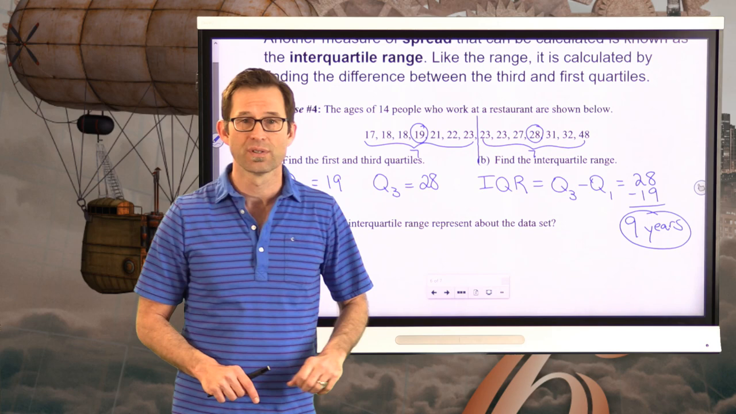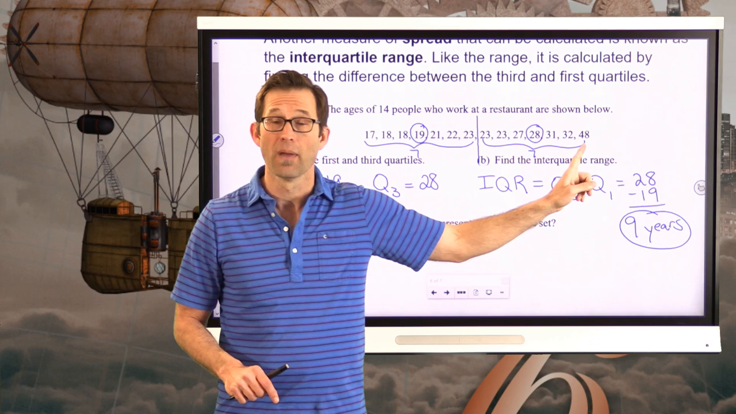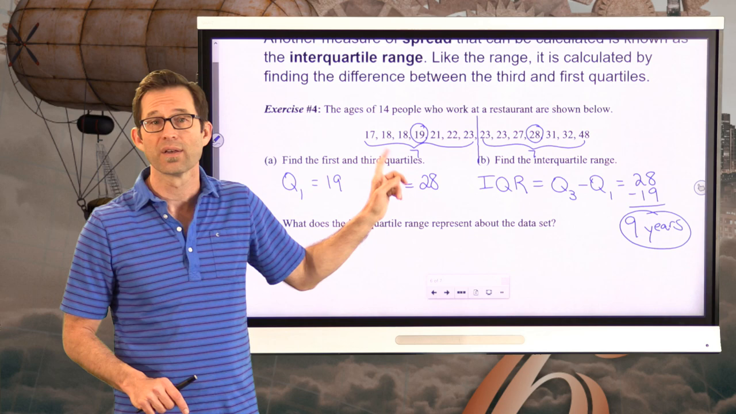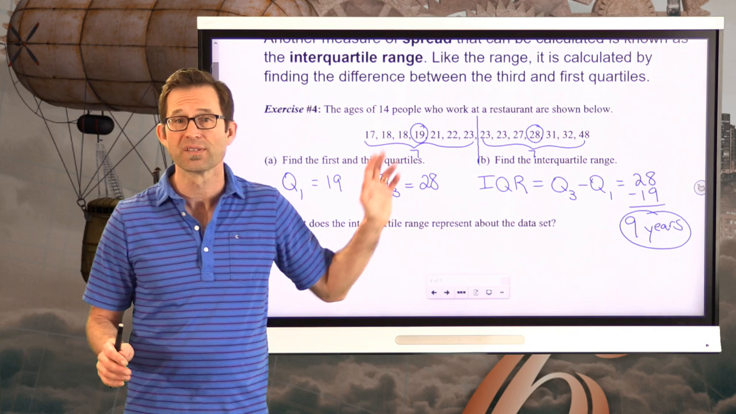The range is quite large, 31 years, because maybe this is some senior manager. Maybe it's the owner of the restaurant who's 48 years old. And then maybe you have somebody who just joined the restaurant. Maybe they're a waiter or a bus person or something like that, right? And they're only 17 years old. The interquartile range is much, much smaller.